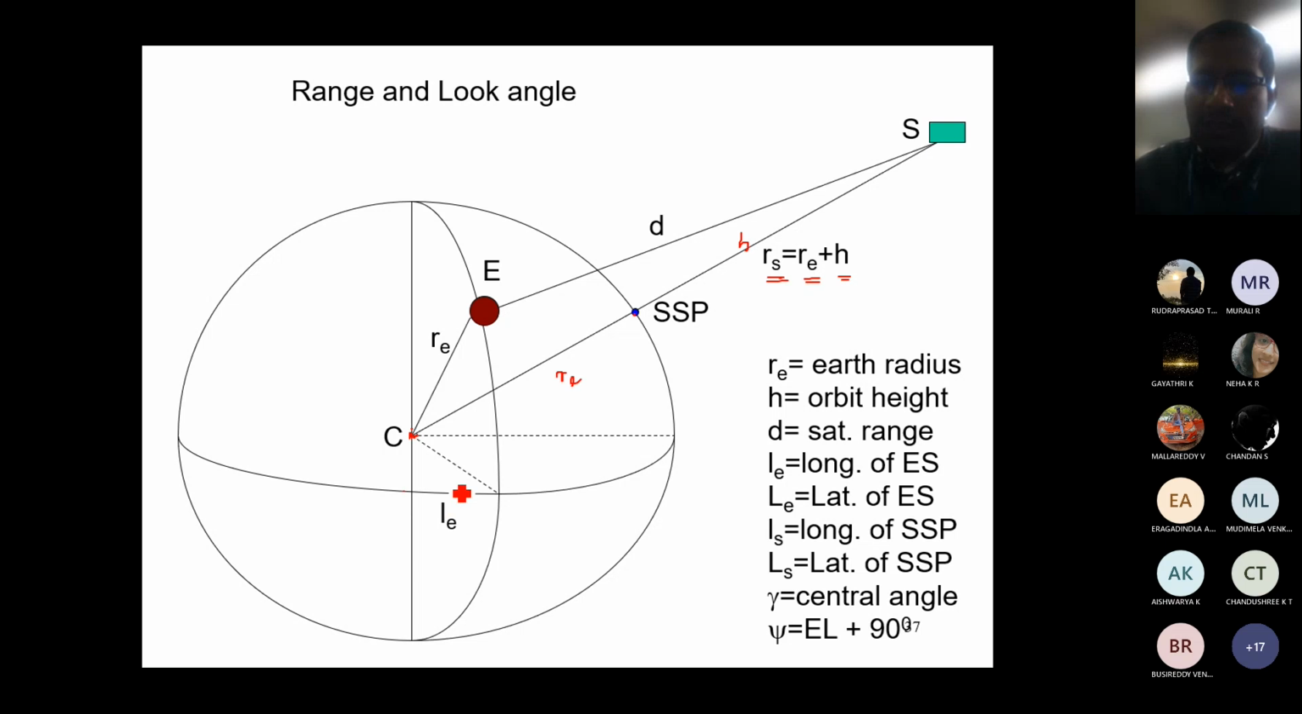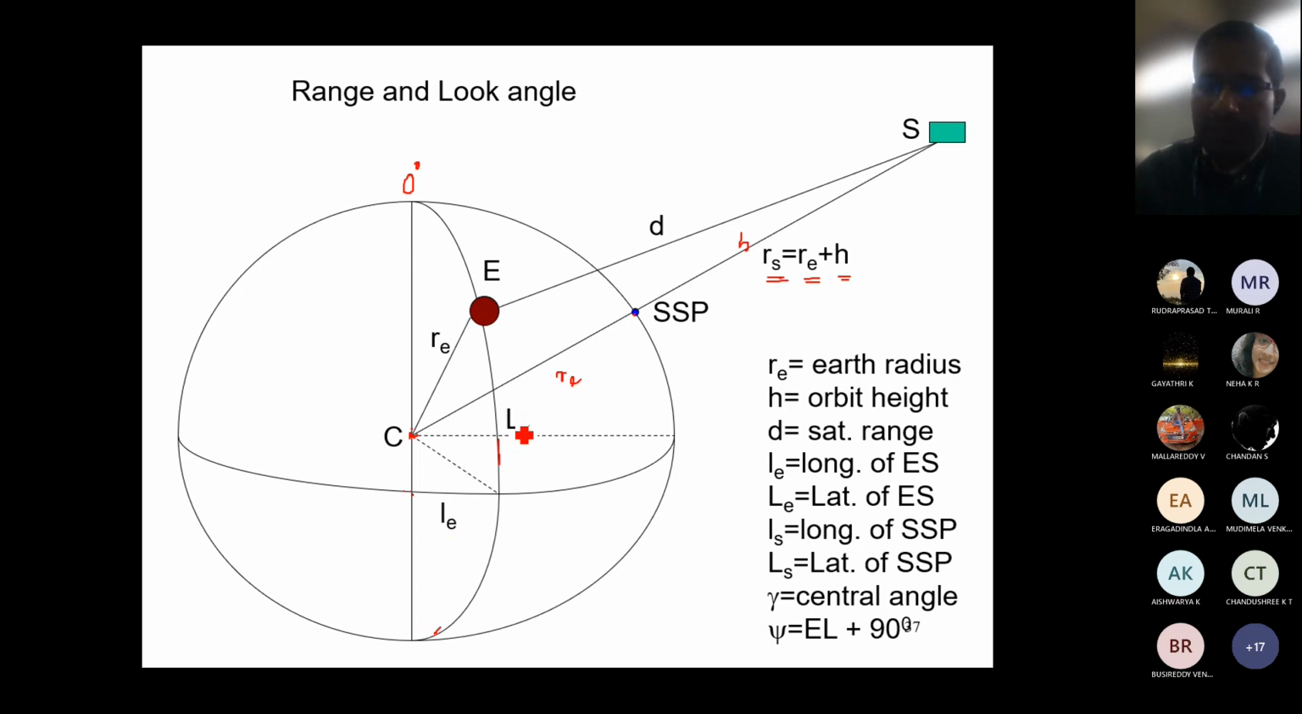Small le is called the longitude of your Earth station. So here is the Earth station. This particular line is the longitude line. This is the 0 degree longitude, the straight line. From this, how much it is towards east gives the longitude le.